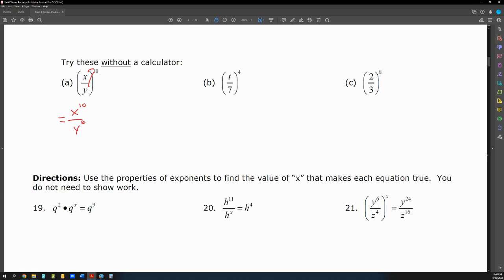Letter B, we have t divided by 7 all to the 4th power. Again, let's distribute that power of 4 to both the numerator and denominator. We get t to the 4th over 7 to the 4th.